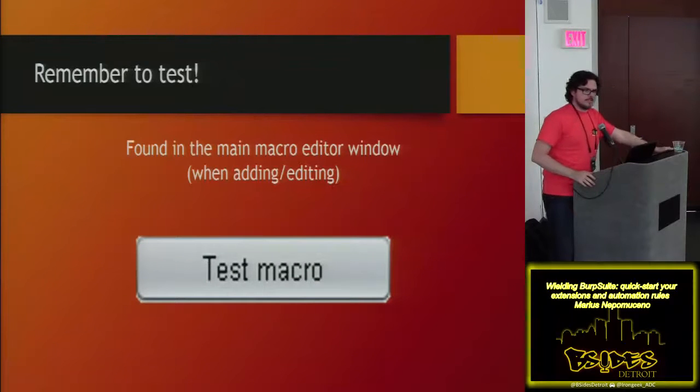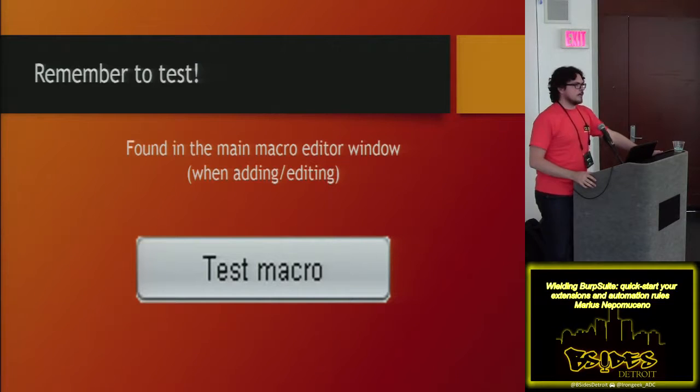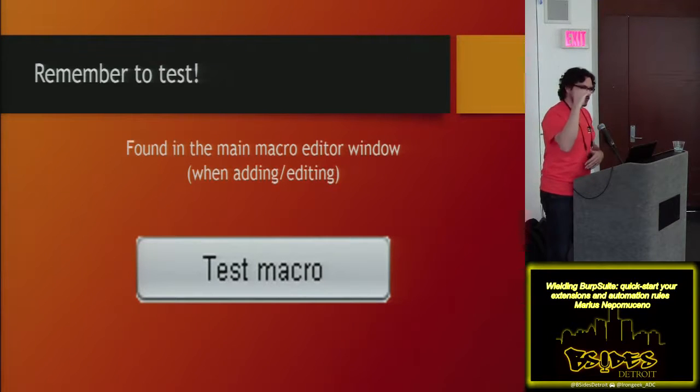Always remember to test. There's a nifty button, test macro, at the bottom. This will make BurpSuite actually fire off those requests one at a time. It will, of course, wait for the previous response to come back before it fires off the next one, because you might need those parameters. And then by the end, go to the last one, see the response from the last one, and see if it's indeed what you had in mind, what you needed to get. If not, just go back and reconfigure your stuff.